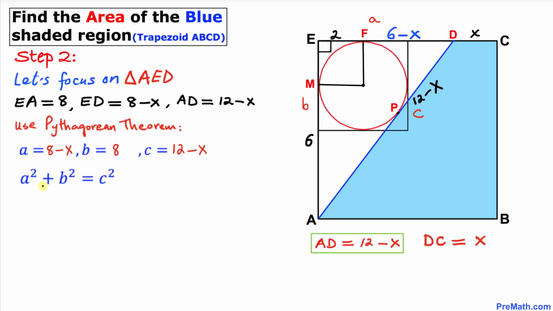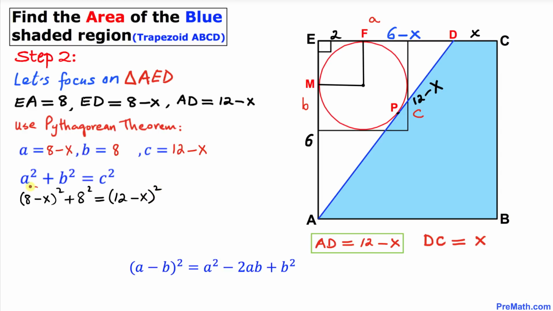And here's our Pythagorean formula: a squared plus b squared equals c squared, where a is 8 minus x, b is 8, and c is 12 minus x. Let's go ahead and fill in the blanks. So that's going to give us (8 minus x) squared plus 8 squared equals (12 minus x) squared.